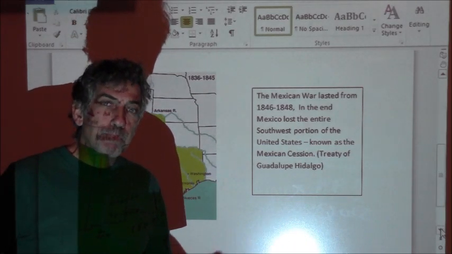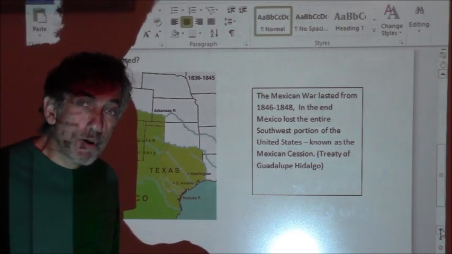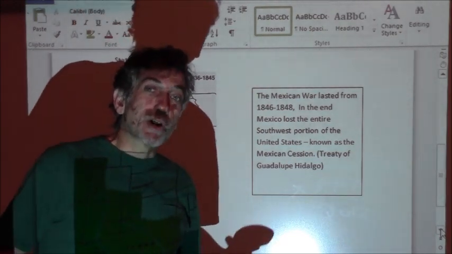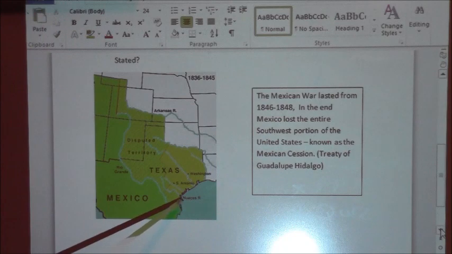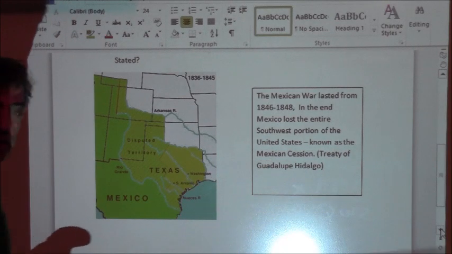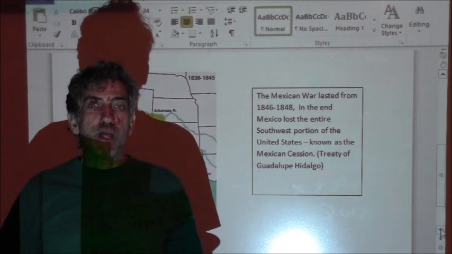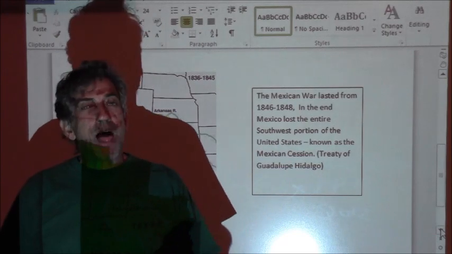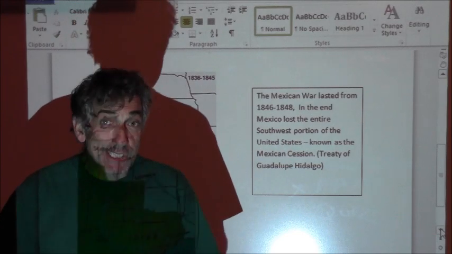What's going to happen? Well, both Mexico and the United States are going to send troops into this disputed area while negotiations are going on. Tempers flare and the war breaks out. A lot of people think James K. Polk instigated this war.